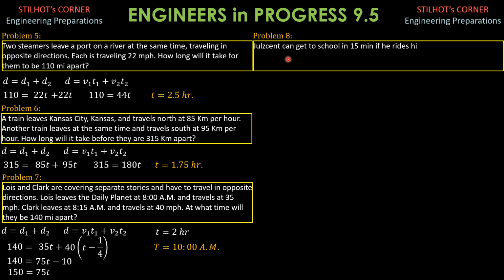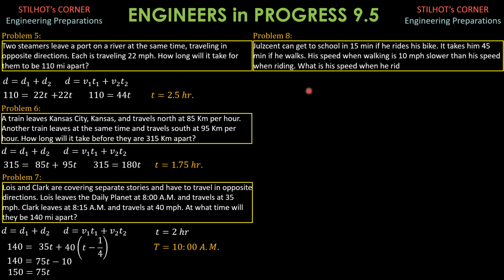In this problem, Julescent can get to school in 15 minutes if he rides his bike. It takes him 45 minutes if he walks. His speed when walking is 10 miles per hour slower than his speed when riding. What is his speed when he rides?